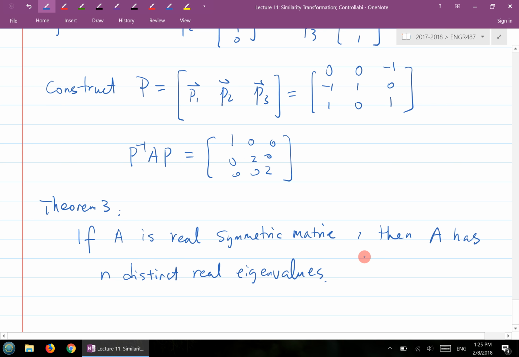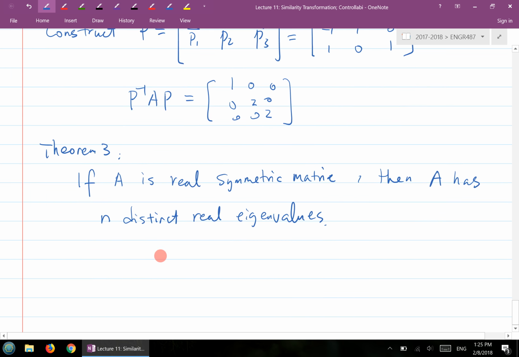What does symmetric mean? For example, A equals 1, 3, 4, then 3, 2, 5, then 4, 5, 6. That's symmetric. Or in other words, A equals A transpose. So essentially, the three theorems are good enough for doing this similarity transformation.